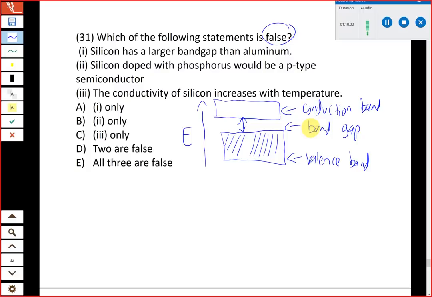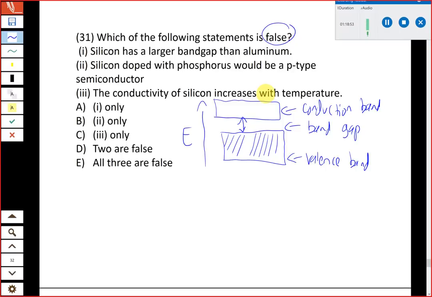Conductors basically have no band gap, meaning that the two bands are right on top of each other. Semiconductors have intermediate band gaps. There's a little bit of a gap there, but there's enough energy for electrons to move between the two. And then insulators are going to have a large band gap such that the electrons in the valence band are not able to go to the conduction band at all.